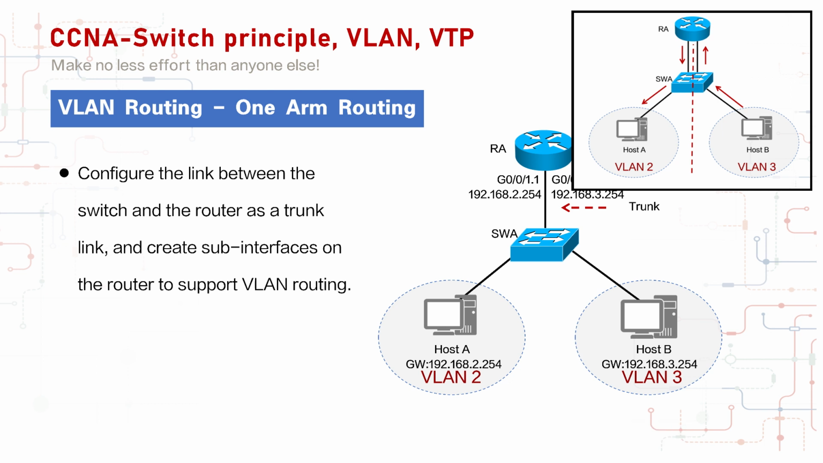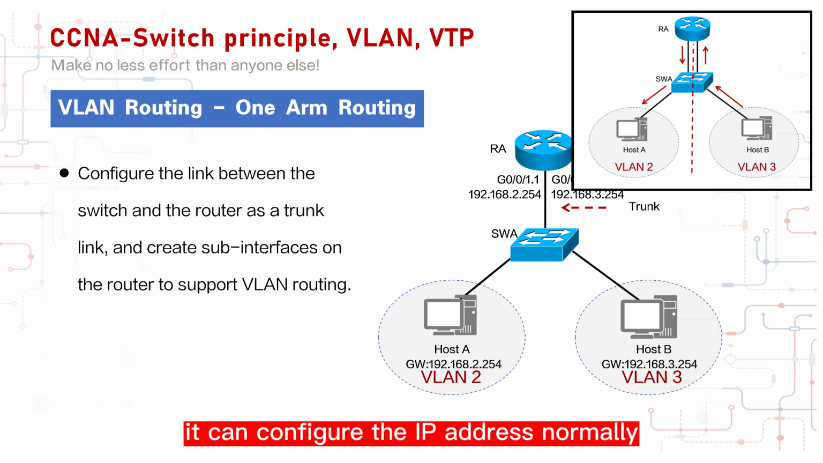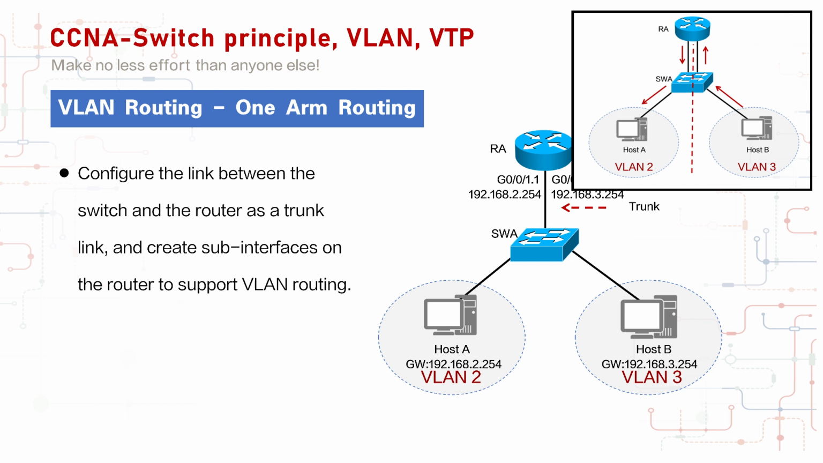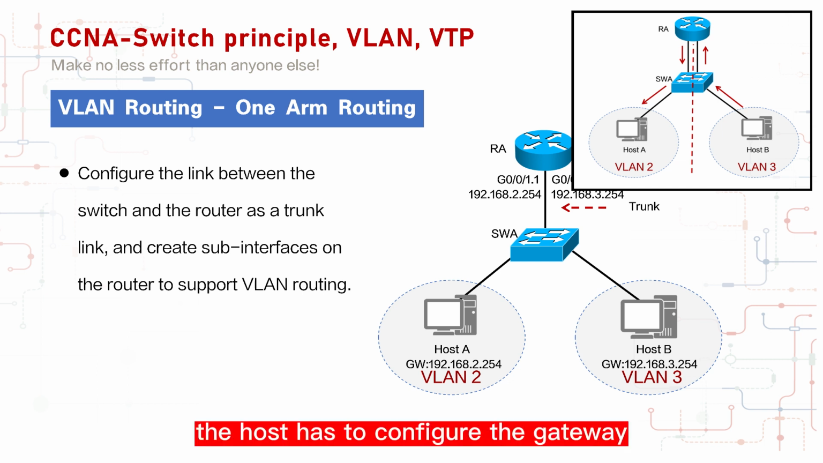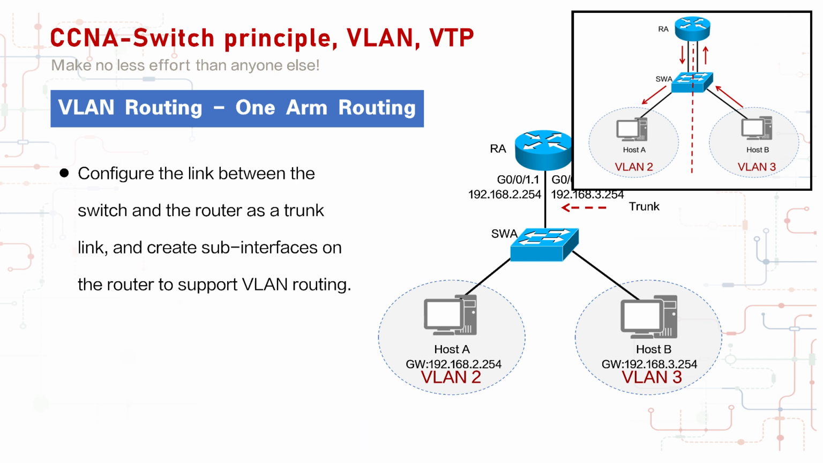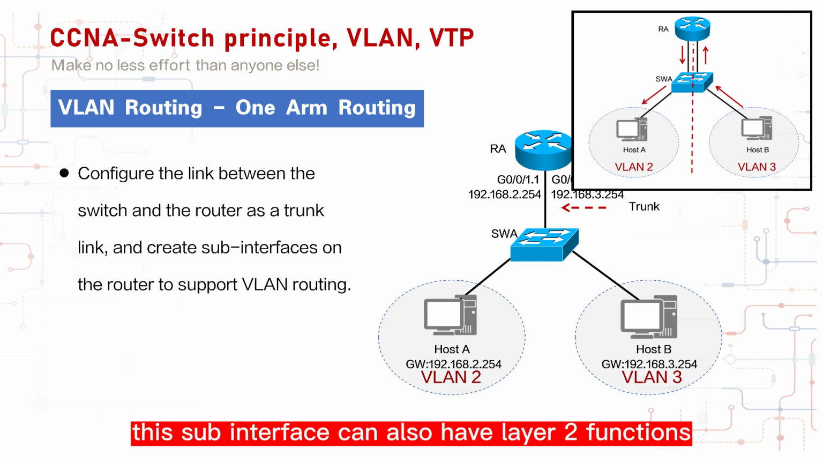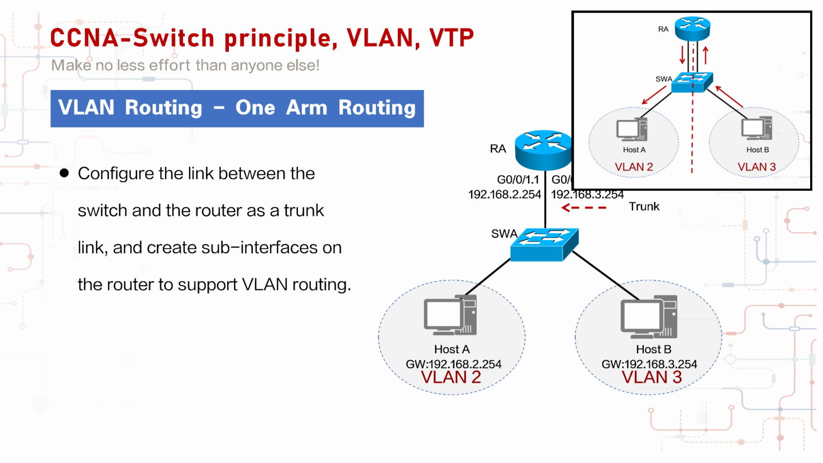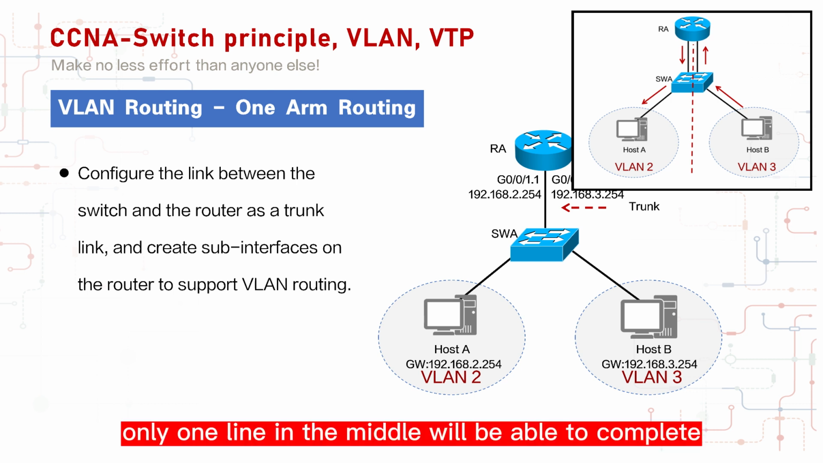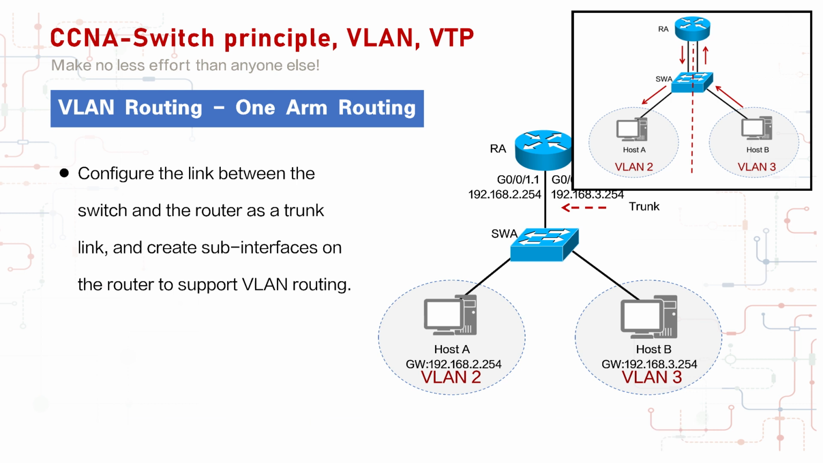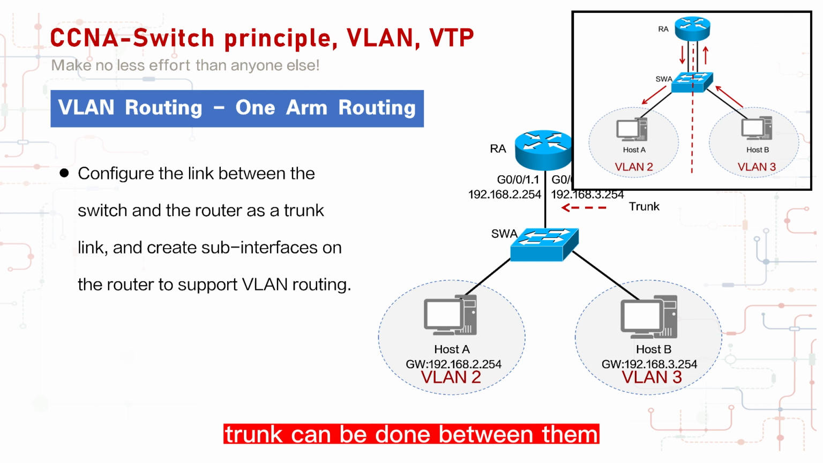First, it can configure the IP address normally. The host has to configure the gateway, which is configured on the subinterfaces. It can be configured with IP normally. Secondly, this subinterface can also have layer 2 functions. That is, it can handle tags. Now it means that only one line in the middle will be able to complete it. Trunk can be done between them.